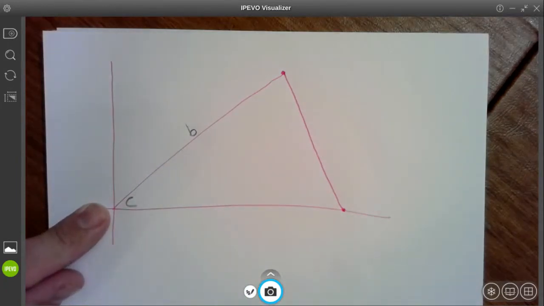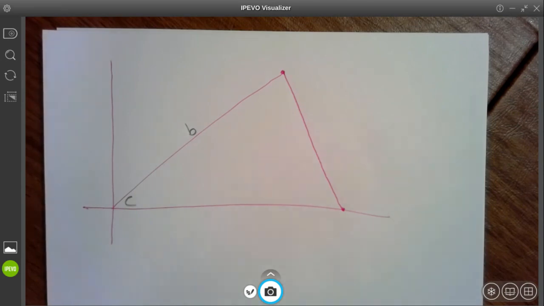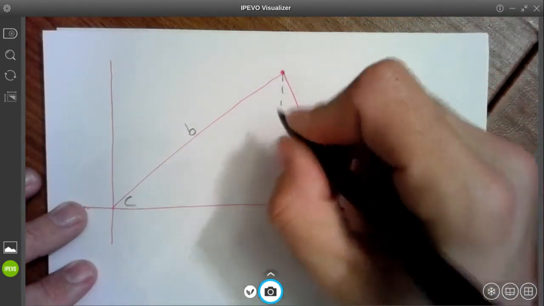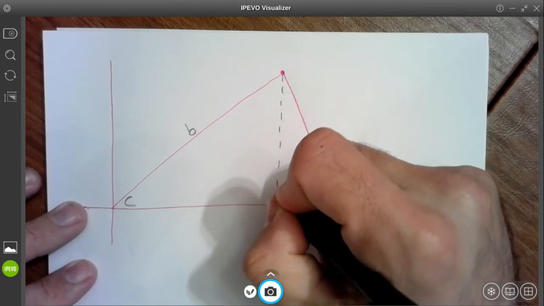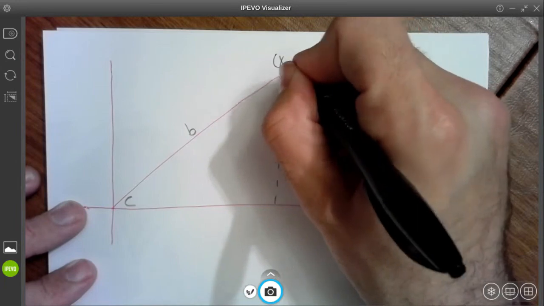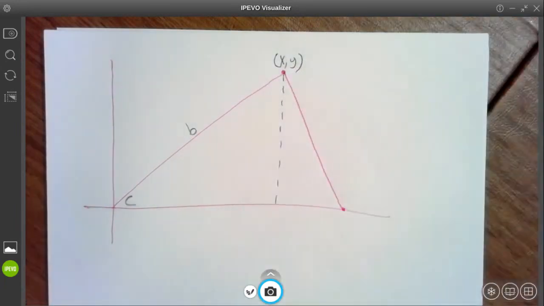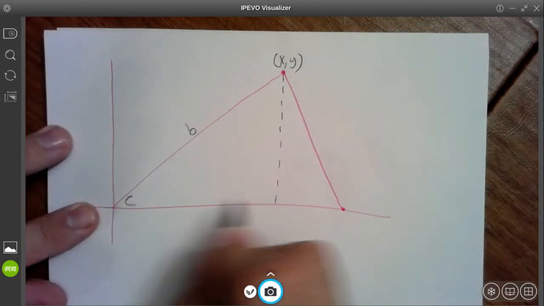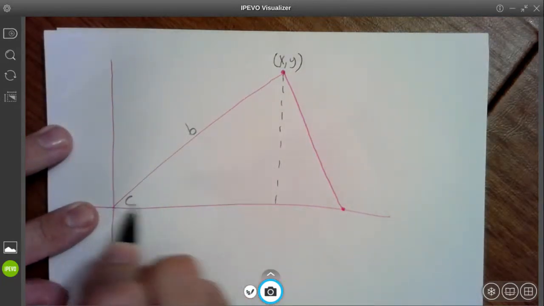What I'm going to do to find these coordinates, first thing I'm going to do is drop a little altitude. I know that this point has coordinates. All points out there in space have coordinates. We're just going to call that XY. That's what I'm after. I want to know the coordinates. Well, the X is going to be this distance right here.